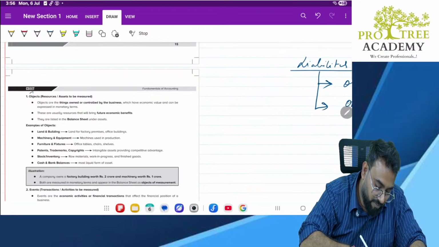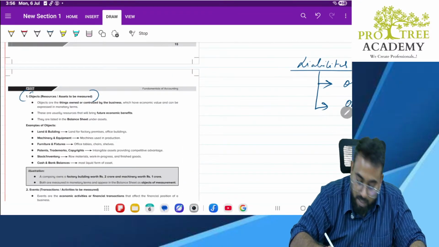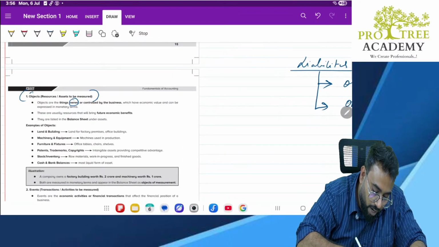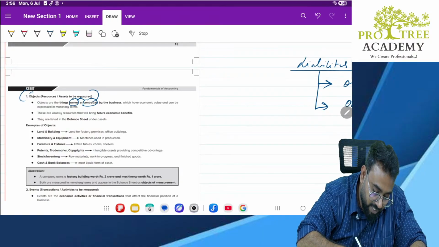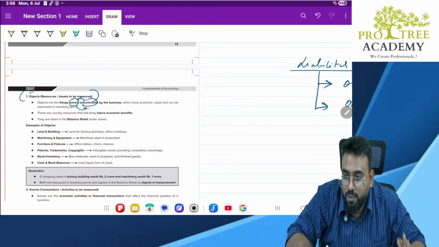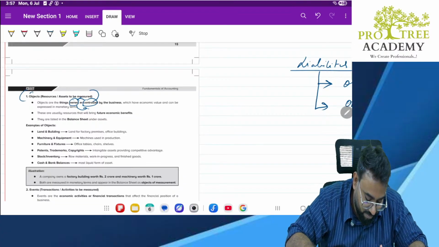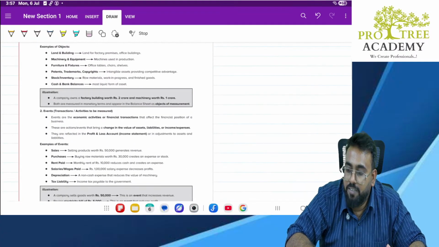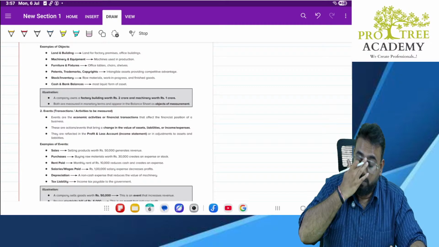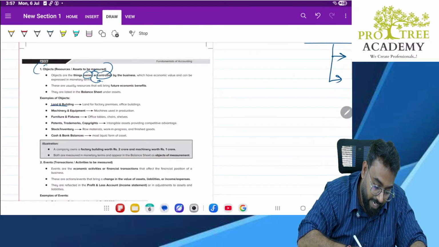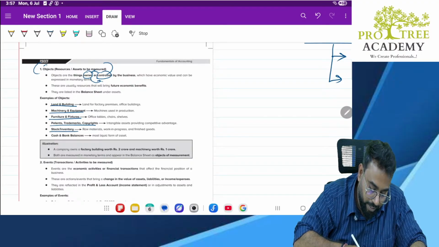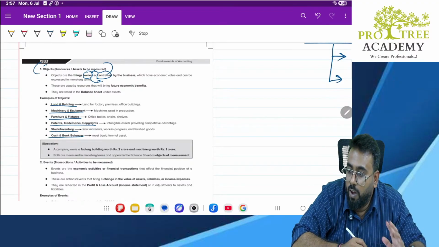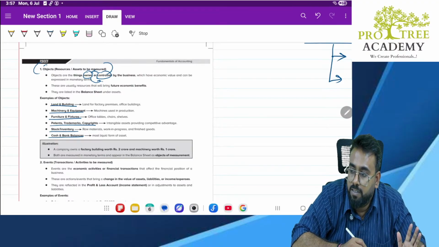So this is what you have, their definition of asset. Here they have used the words owned or controlled. In your exams, try to write this as first word, this as second word. Controlled is important. Owned comes later. Clear? Now, examples: land and building, machinery, equipment, furniture, fixtures, patent, trademarks, stock, inventory, cash and bank balance. All this fits our asset definition. Is that clear, everybody?